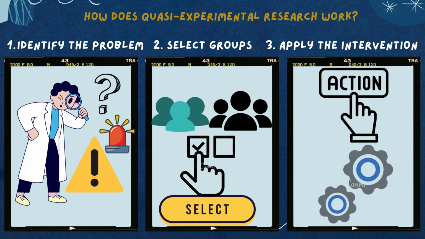Another step is applying the intervention. This step involves introducing the new method or tool to the experimental group. It is crucial that the intervention is applied consistently and for an adequate period of time to observe the possible effects.